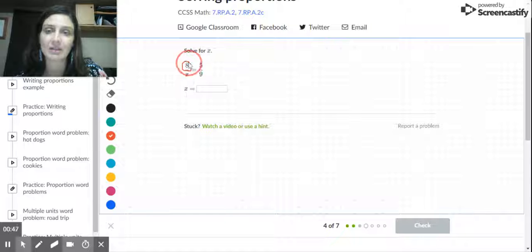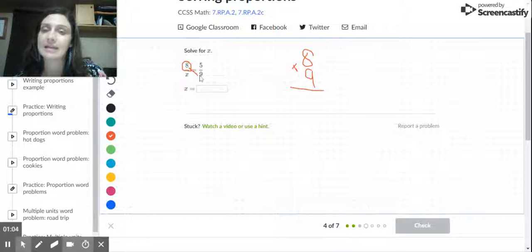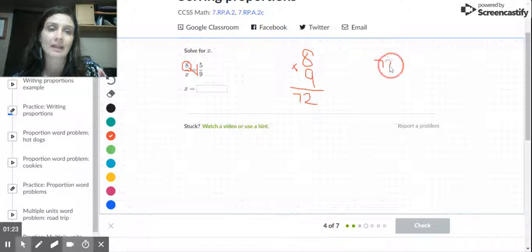So the one with no friend is the one with the variable. So this 8 right here, it tells me where I'm starting. So I just take that 8, my lonely number, and I multiply diagonally. So it's going to give me 8 times 9. Okay, so 8 times 9, you should all know, is 72. Once I get that answer, the only other number I have, I'm going to divide the answer by that number. So I'm going to take 72 and divide that by 5.